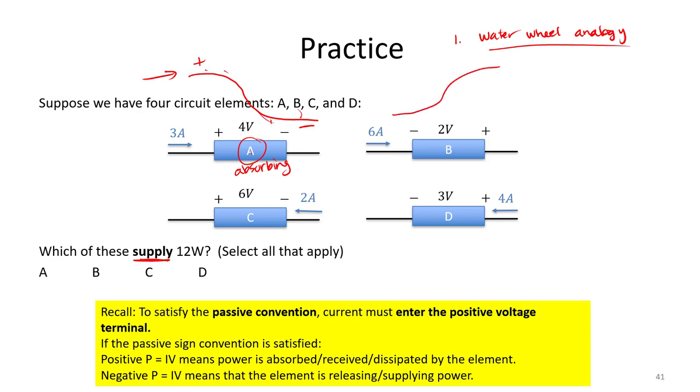And similarly, element B, since we're going from negative to positive voltage, current is entering at the negative end, we see that element B must be supplying, because element B must exert some energy in order to push our current uphill.